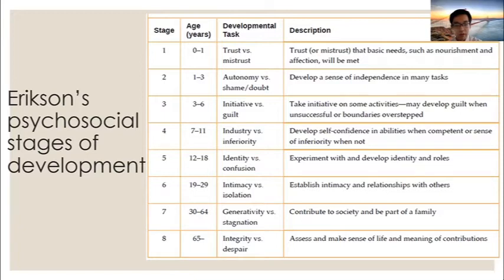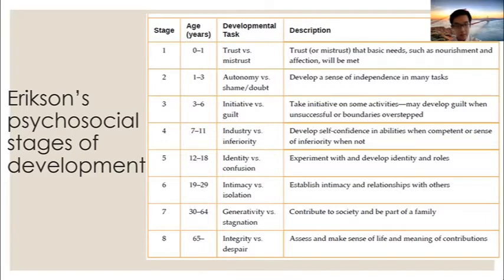So what if they meet the crisis? That state is called stagnation. It means that they think that they fail to do so. They fail to contribute to society. They fail to have offspring or have children. They fail to maintain the family or raise the family. That's the feeling that they have.